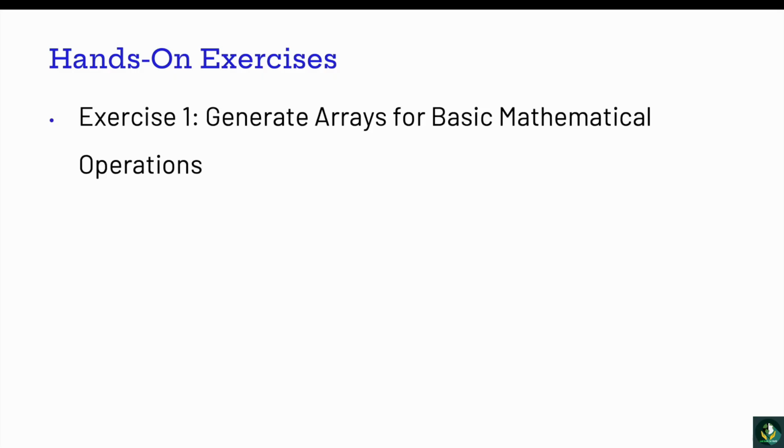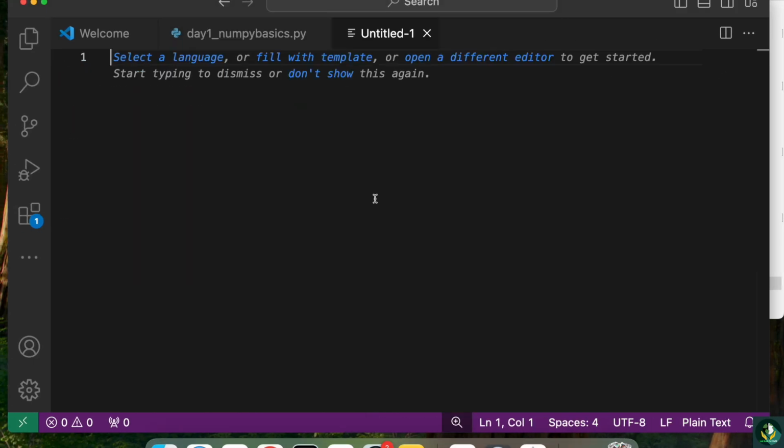Next, based on whatever we learned, let's do our hands-on exercises. Our first exercise is to generate an array for basic mathematical operations. Here, the objective is to practice creating arrays and performing operations. First I'll create two arrays of size 5 using np dot arange and then perform addition, subtraction, multiplication, and division on those. So let's get started. It's pretty straightforward.